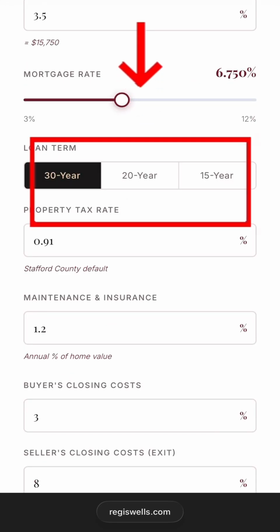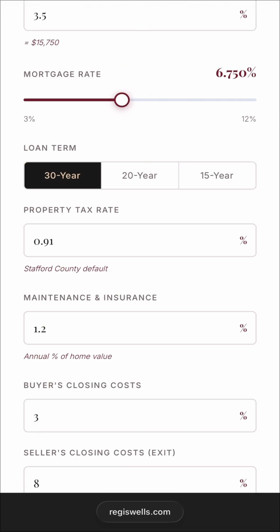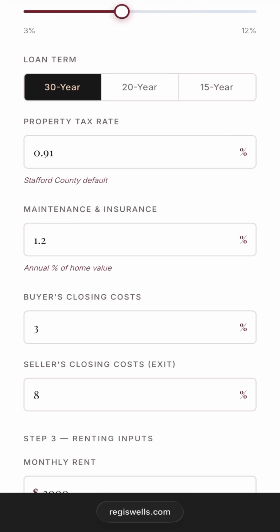The loan term gives you 3 options: 30-year, 20-year, and 15-year. The 30-year is selected by default. A shorter term means a higher monthly payment, but significantly less interest paid over the life of the loan. Try switching between them to see how your results change.